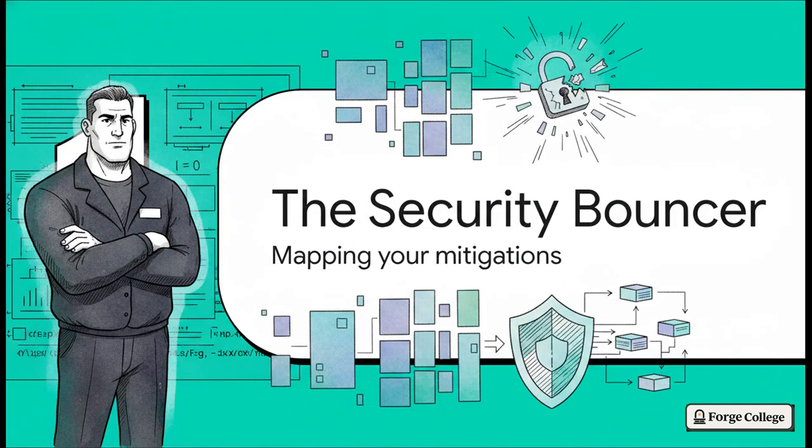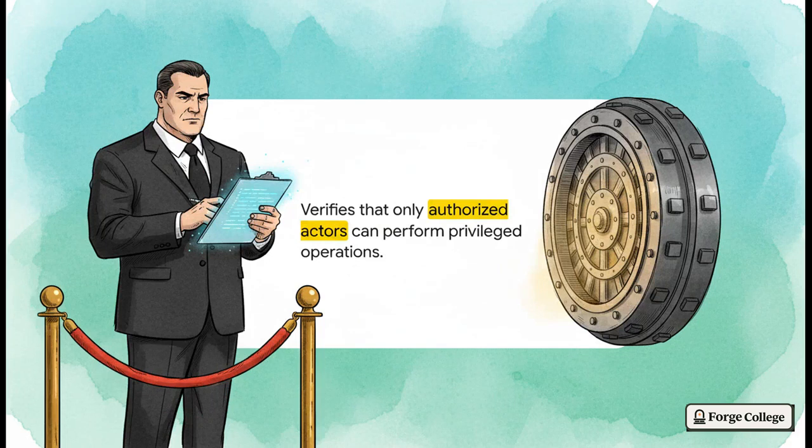Section 1. The access control bouncer. Mapping your mitigations. So, in our previous lesson on building risk mitigations and recommendations, we mapped out our theoretical defenses. But theory is just theory, right? To make this concrete, imagine your smart contract is an exclusive, high-stakes VIP club. Access control testing is how we prove the bouncer at the front door is actually checking the guest list before letting anyone into the VIP room. We have to scientifically verify that only authorized actors can perform privileged operations, like minting tokens or withdrawing funds.